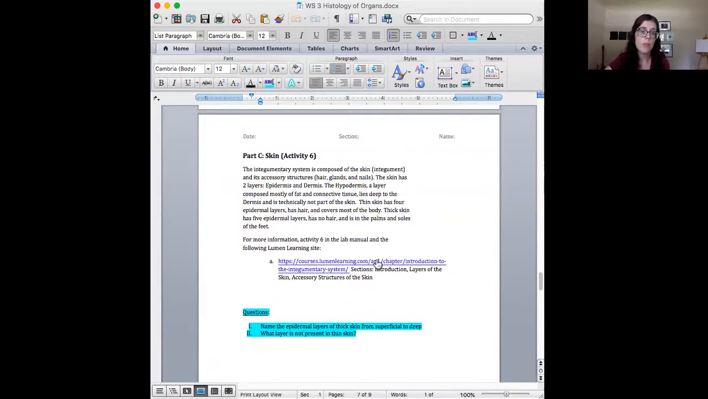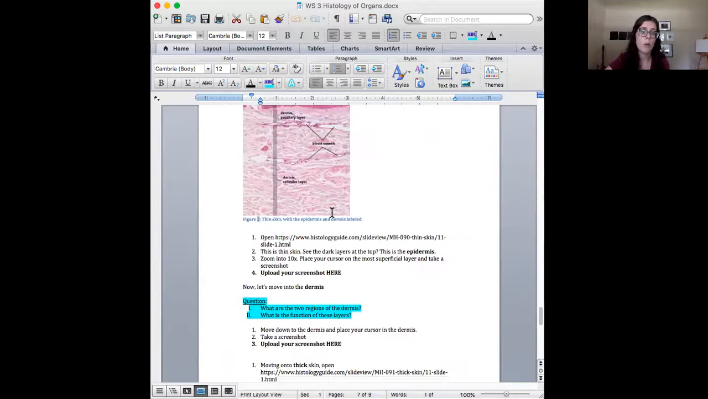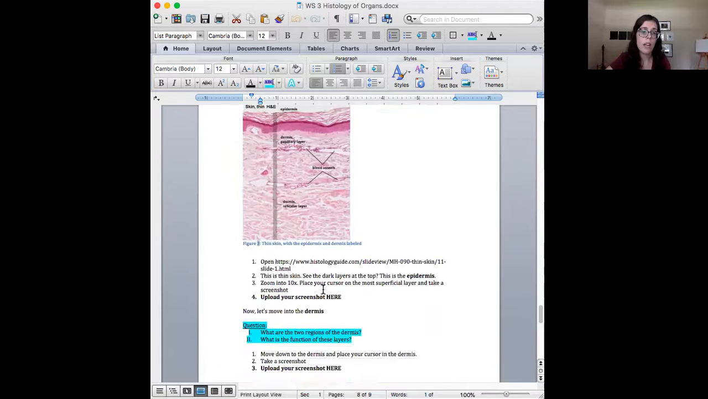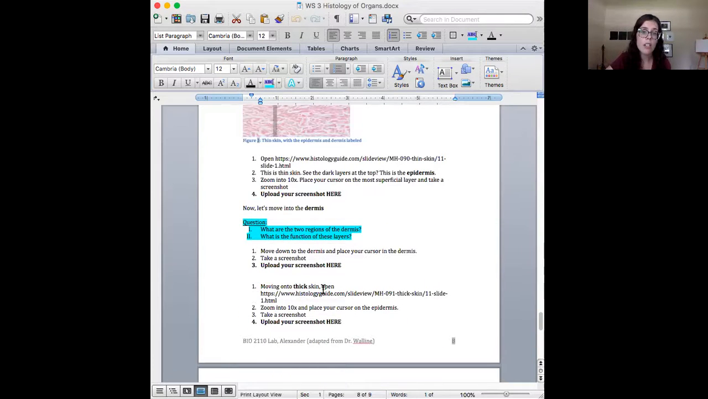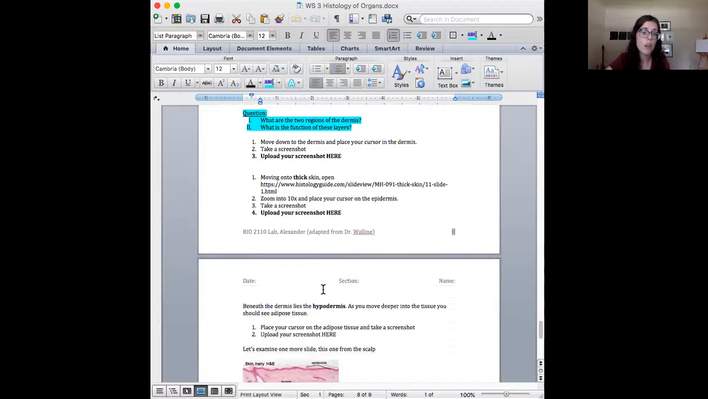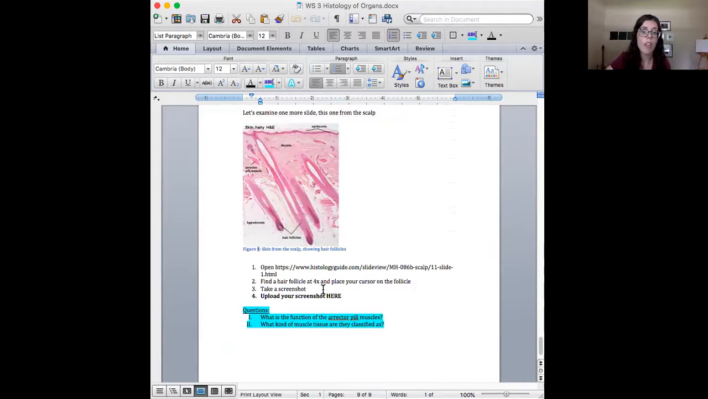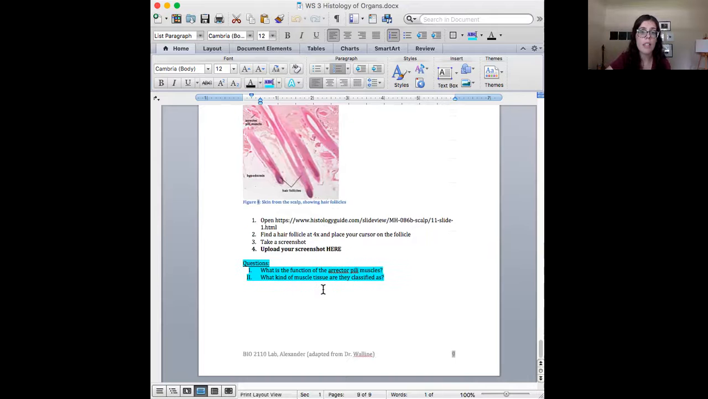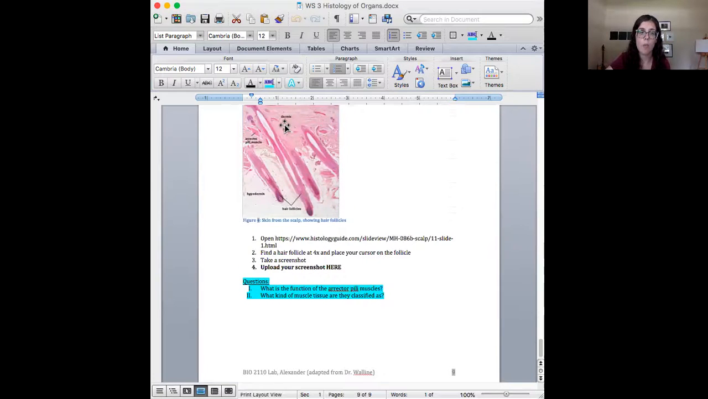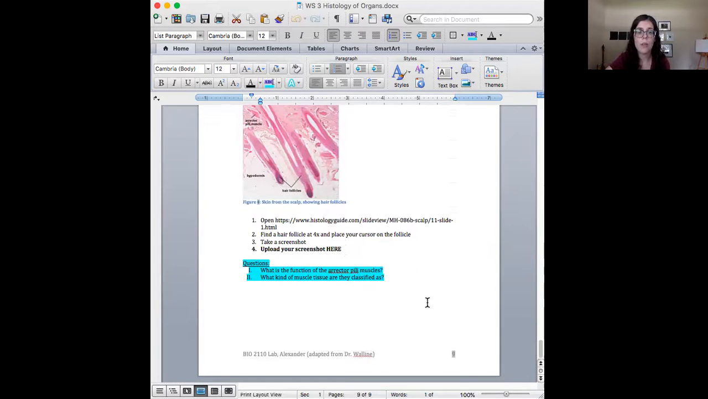And then finally, we'll look at the skin. And again, we have a Lumen learning here about the skin, so please read that, answer some questions about the skin. We'll look at thin skin first, epidermis, dermis, we'll look at the hypodermis, then we'll look at our thick skin, and we'll end by looking at the scalp. Okay, so 9 pages here.